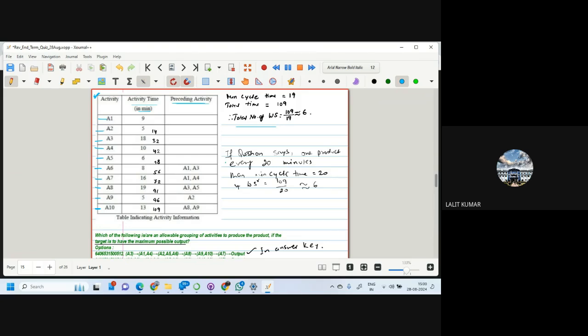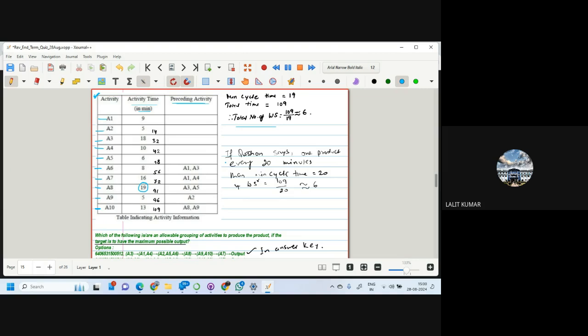So to find the number of workstations, what do we do? We find the min cycle time. Here the min cycle time is always the slowest one. So in this case, it is 19. This is the slowest station.